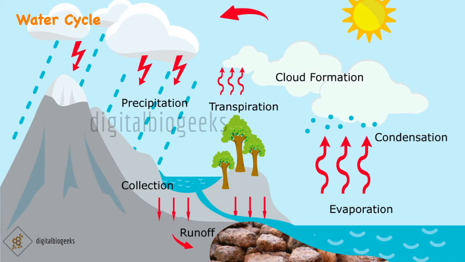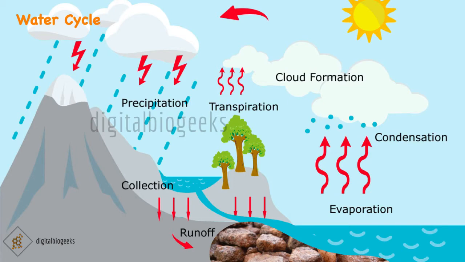Water rises from the water bodies into the atmosphere in the form of water vapor. It condenses and forms the clouds and then returns to earth as precipitation. This is known as the water cycle or hydraulic cycle. But this cycle is not as simple as it sounds.